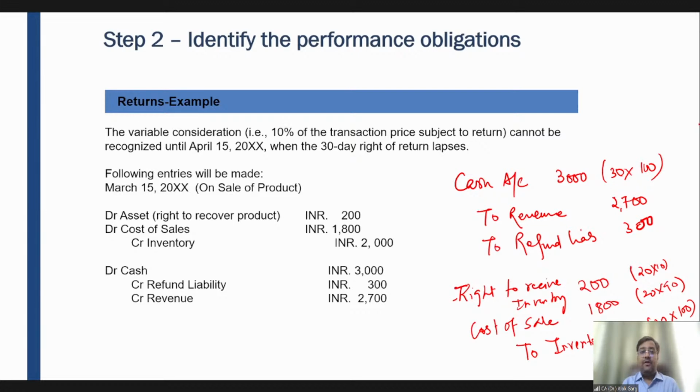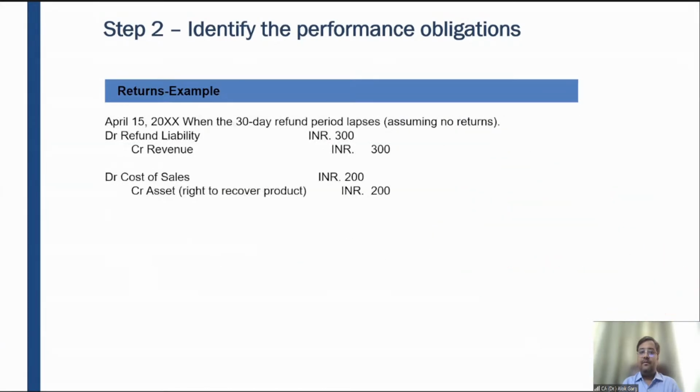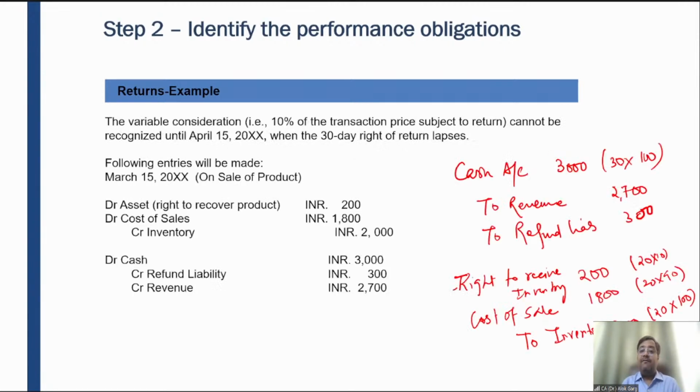I hope it is clear to all of you. This was a very simple concept. Sir, the return period was 30 days, and for example, after passing 30 days, no refund happens, then what will be the accounting entry?